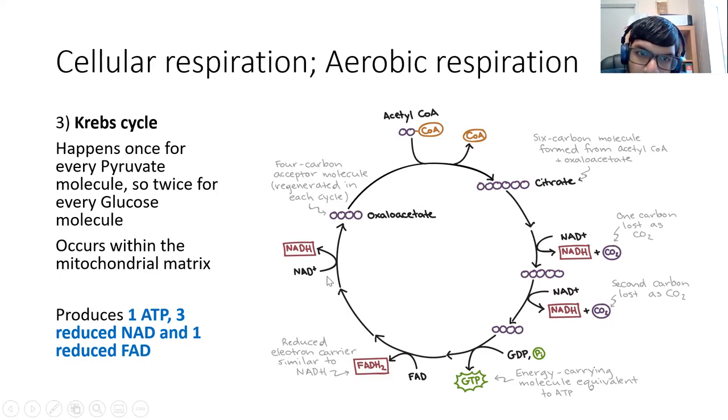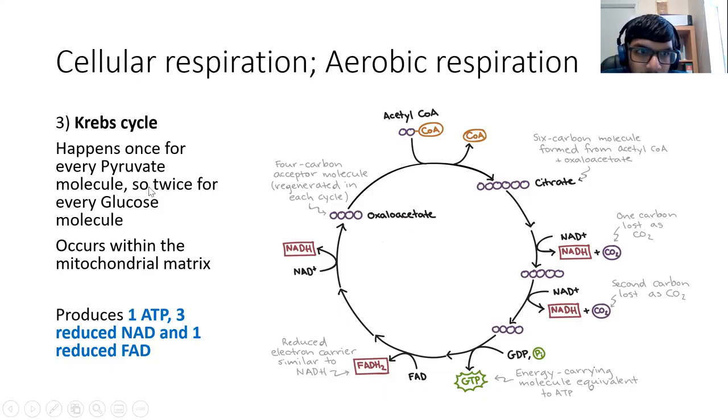Then NAD is reduced again to form NADH. Finally, oxaloacetate is formed, and that's used in the next Krebs cycle. Then CoA goes back into the link reaction, is added to an acetyl group again to form acetyl-CoA. That comes back into the Krebs cycle, and the process goes over and over again.